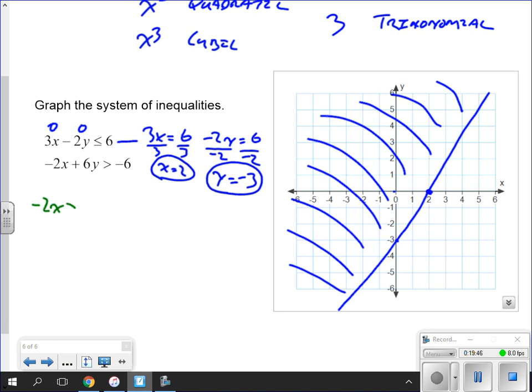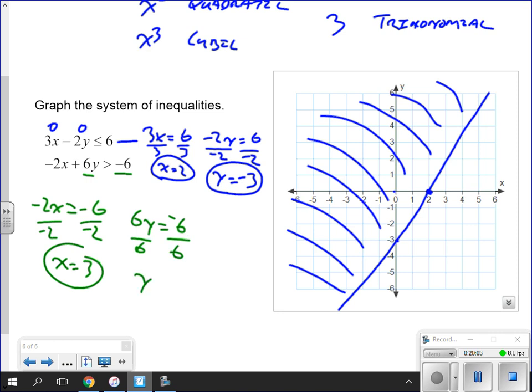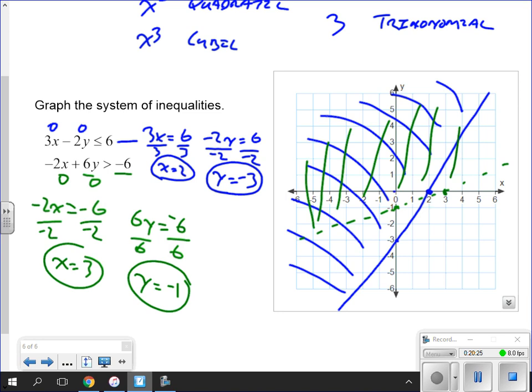Now I need to do the same thing for the second one. Negative 2x is equal to negative 6. Divide by negative 2. X equals 3. There's my x-intercept. And then I have 6y equals negative 6. Divide both sides by 6. y equals negative 1. There's our intercepts of 3 and negative 1. And this one is a dashed line. Once again, if I put in 0 for x and 0 for y, I get 0 greater than negative 6. Yes, 0 is greater than negative 6. So it is shaded above.